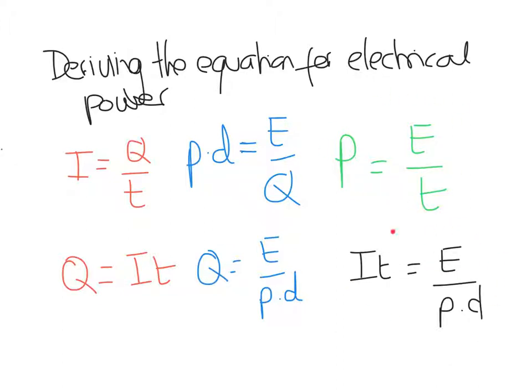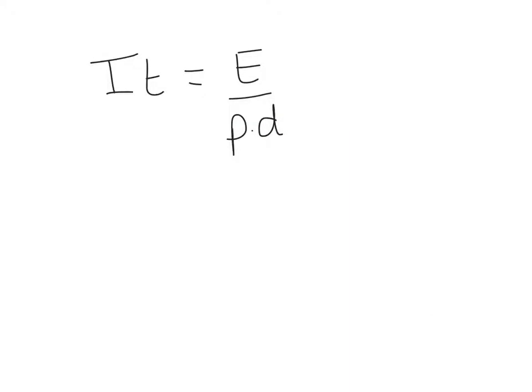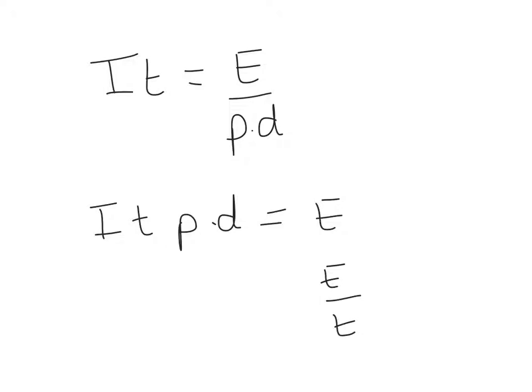We have energy and we have time. If we can rearrange it so that we have energy divided by time, then that will be equal to power. Let's rearrange that. First I'm going to multiply both sides by the potential difference. So I'll have I, T, PD, the current times the time times the potential difference. That will be equal to the energy. Then I'm going to divide both sides by the time, so that I end up with current times potential difference is equal to the energy divided by time, which is equal to the power.